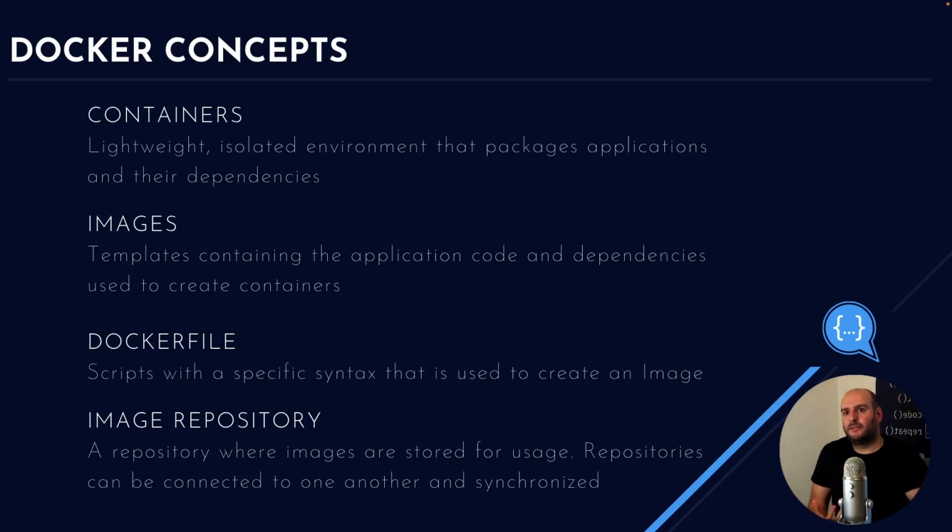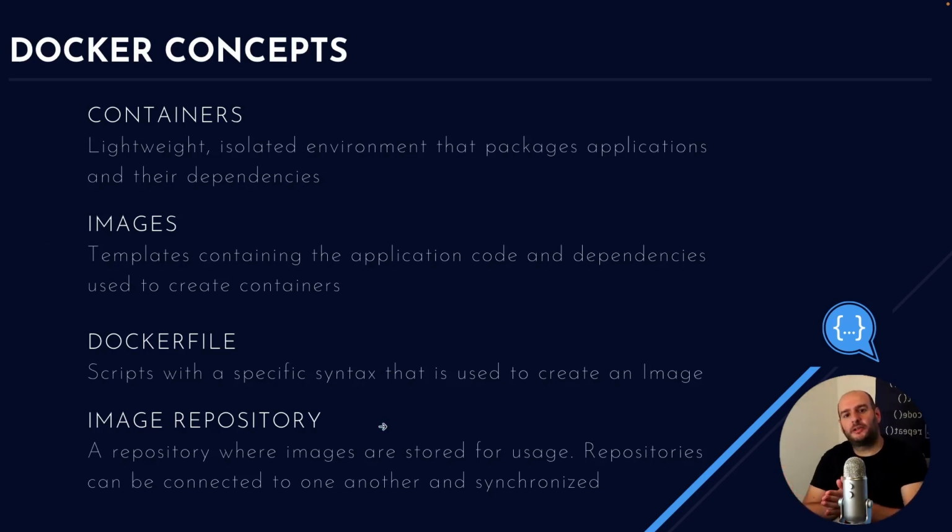For example, if I would create a Java application, what I would do is I would start with an image that already has Java, and then I would add the code of my Java application and the entry point, which would be the command to run the application, and that's it. The Dockerfile will be very simple.